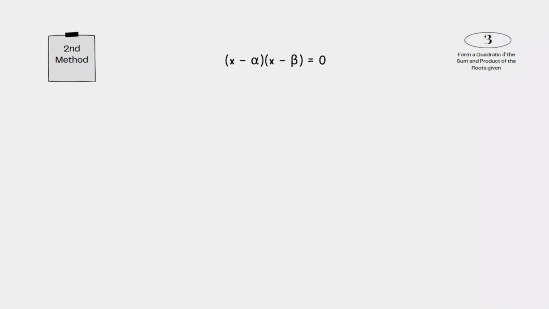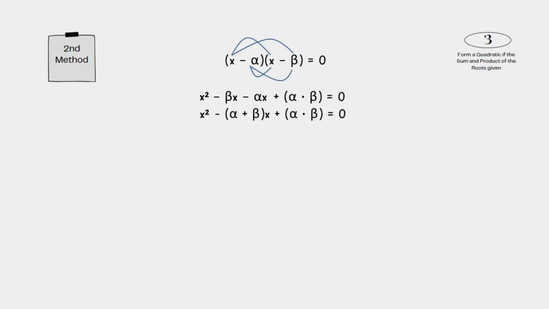And the description is as follows: x times x equals x squared, x times negative beta equals minus beta x, and then negative alpha times x equals minus alpha x, and negative alpha times negative beta equals plus alpha multiplied by beta is equal to 0. We do the operation and we get x squared minus (alpha plus beta) x plus alpha multiplied by beta is equal to 0.